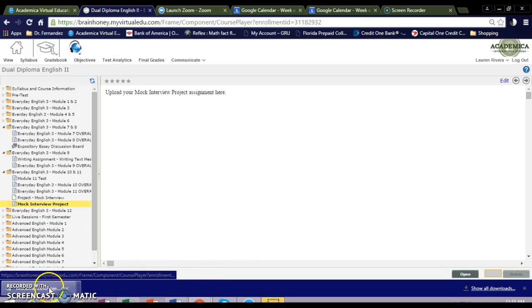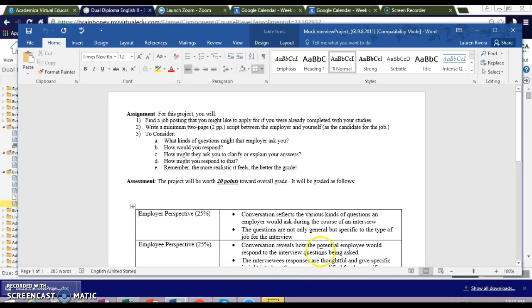So let's take a look at what we just took from the web page. I already have it open. You will save this on your computer. This is what it should look like. So for this project, you will find a job posting that you may like to apply for if you were already completed with your studies. A job posting means that either in a newspaper or on an online web page, there is an advertisement for a job that you could fill, and you are going to find one.